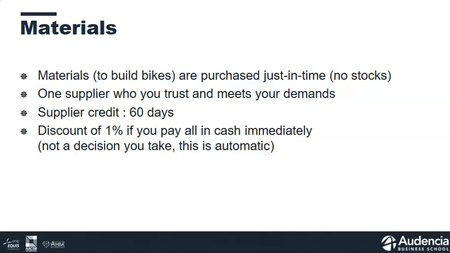Your supplier of raw materials gives you 60 days credit, so you buy and you must pay them within 60 days. And if you have cash available, it will be paid in cash, and you get a discount of 1% on your costs. So having cash on hand in your company allows you to buy your inputs at a lower price.